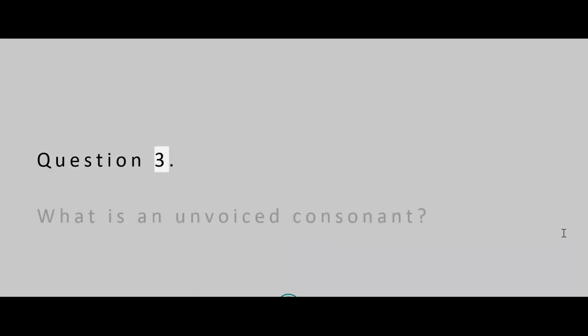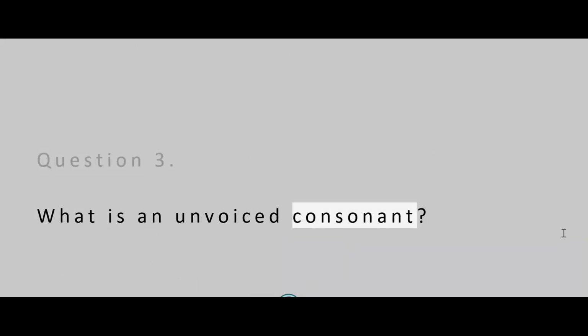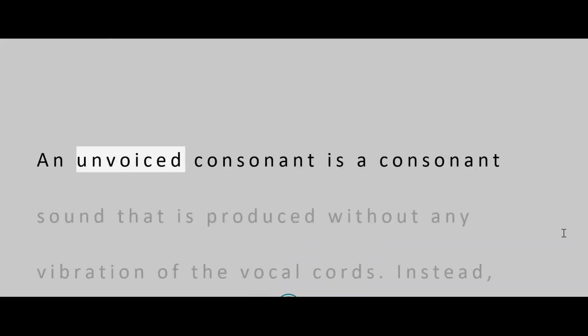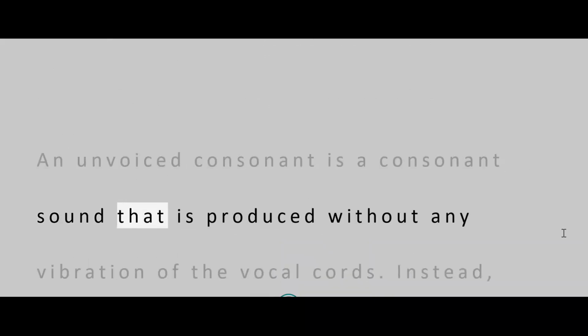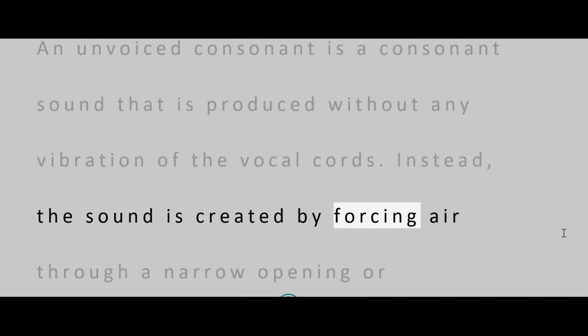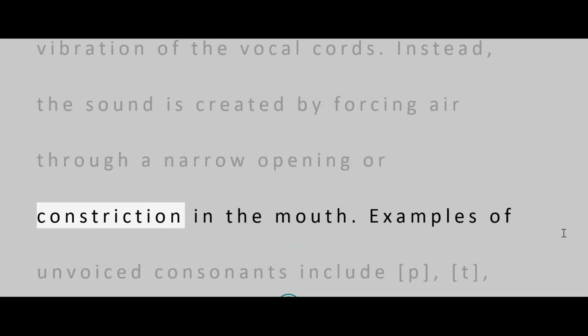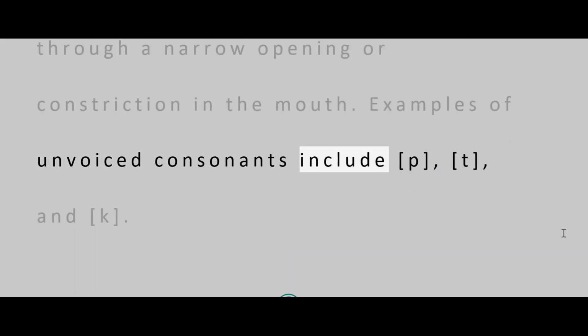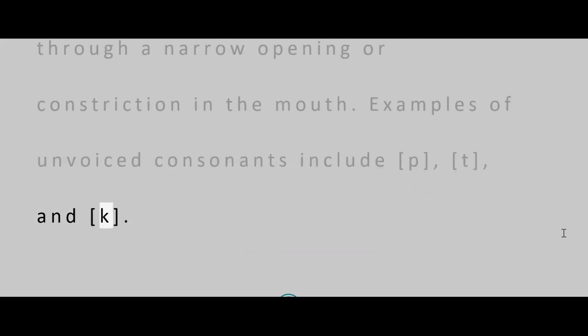Question 3. What is an unvoiced consonant? An unvoiced consonant is a consonant sound that is produced without any vibration of the vocal cords. Instead, the sound is created by forcing air through a narrow opening or constriction in the mouth. Examples of unvoiced consonants include P, T, and K.